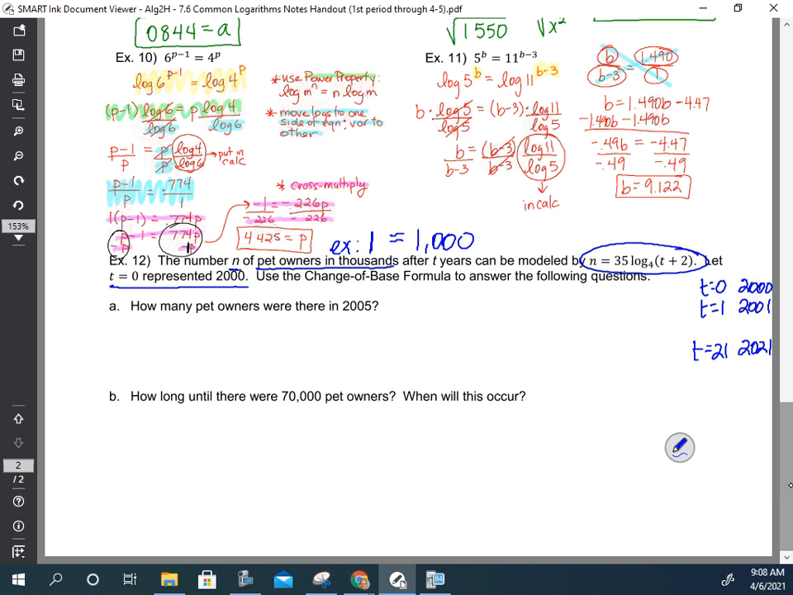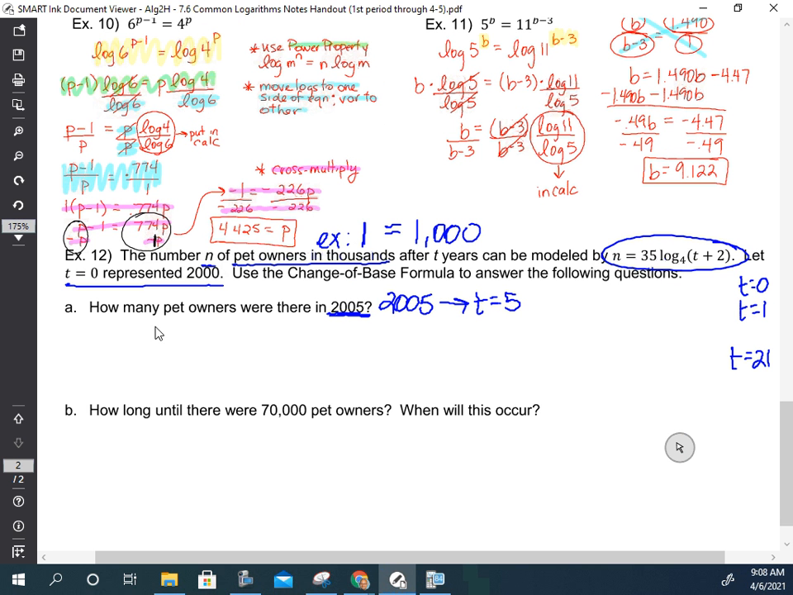For part A, when they're asking you how many pet owners there were in 2005, 2005 means that t equals 5. So there are some minor conversions that you do need to know how to do, just like you would need to do that in a science class. So again, if you're stuck, make sure you say something.